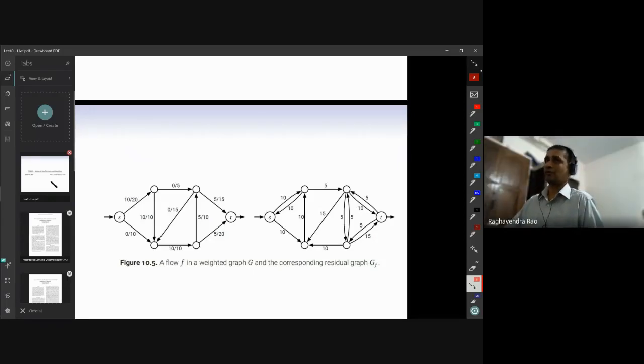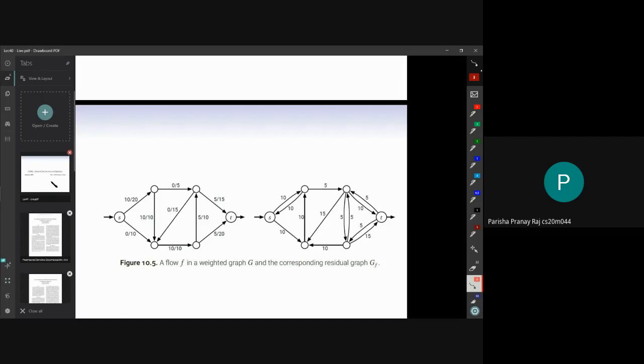Intuition is like taking away the flow, right? Okay, sorry. I would use the term reroute. That's what it is. Okay, yeah, please go on.